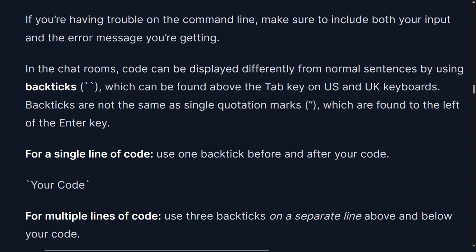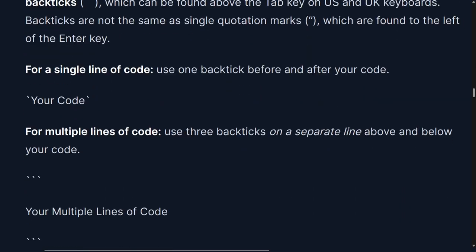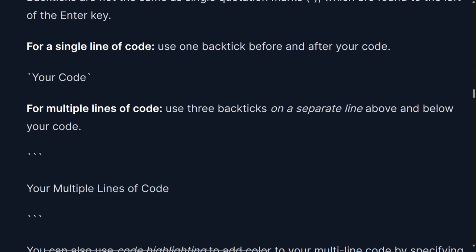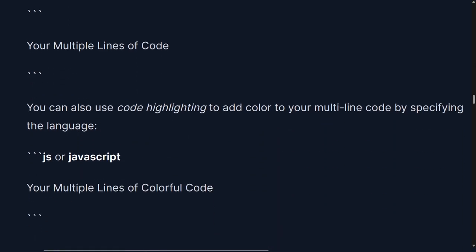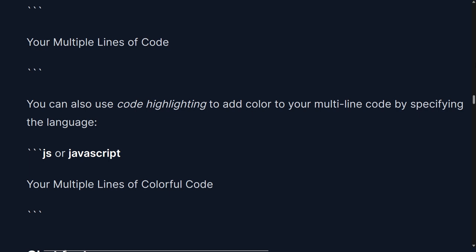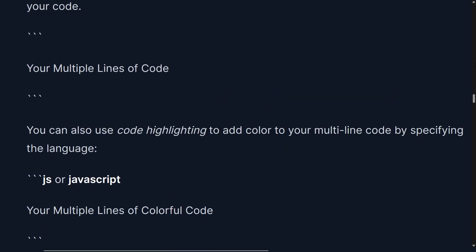Backticks are not the same as single quotation marks, which are found on the left of the enter key. For a single line of code, use one backtick before and after your code. For multiple lines of code, use three backticks on a separate line above and below your code. Your multiple lines of code. Okay. Backtick your multiple lines of code and then again backtick.